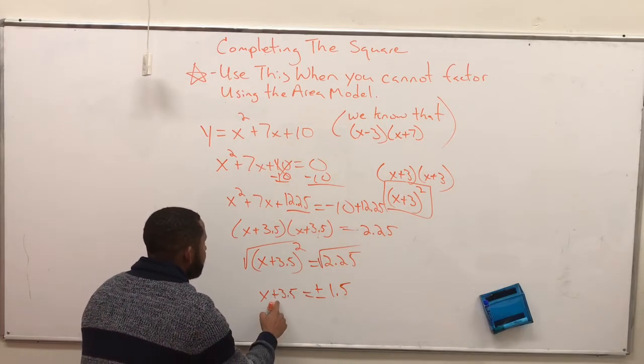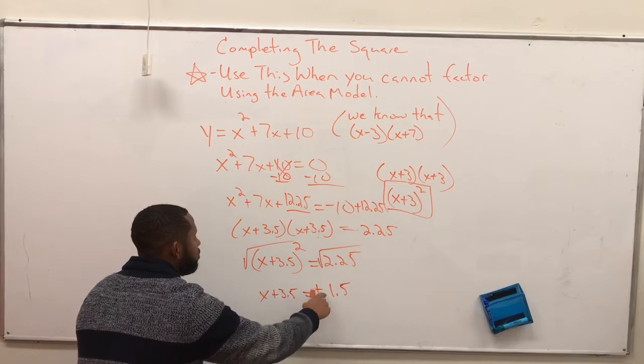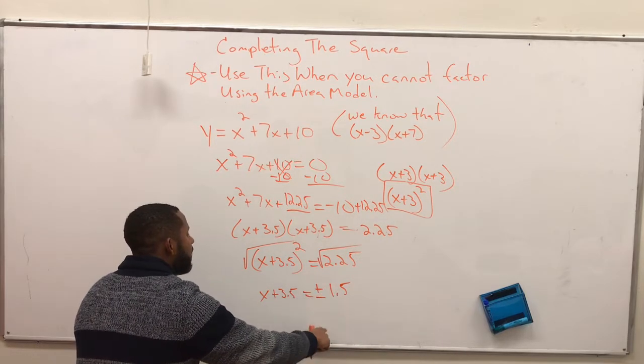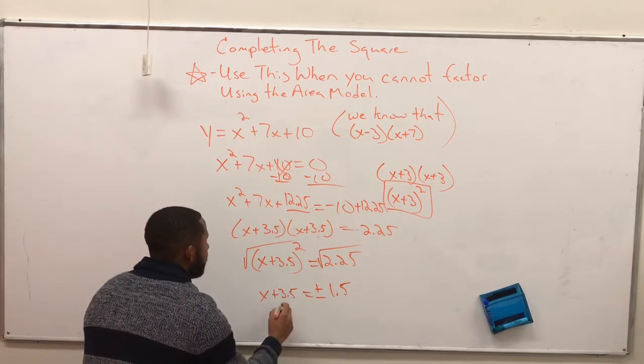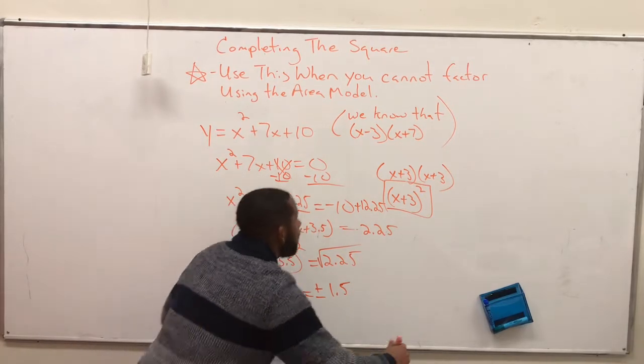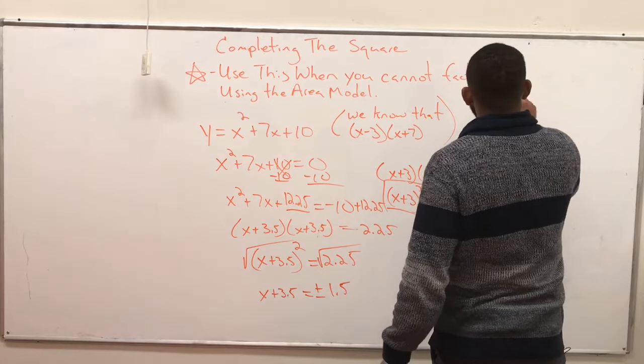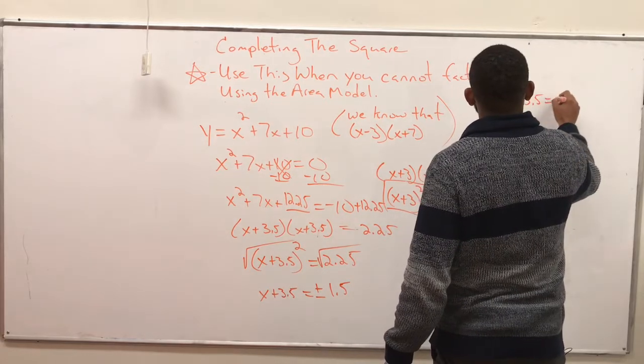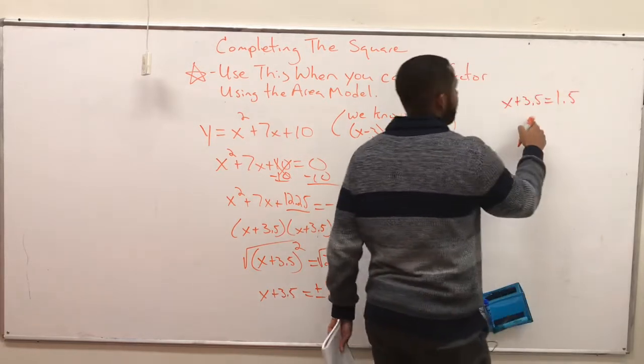And now I solve it. I have x plus 3.5 equals positive 1.5 or negative 1.5. So I create two little problems. First, x plus 3.5 equals positive 1.5, and I'm going to solve that.